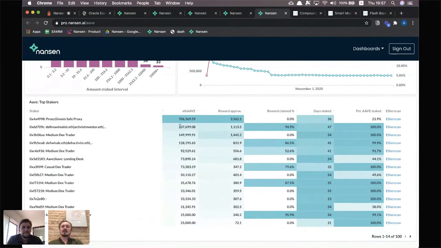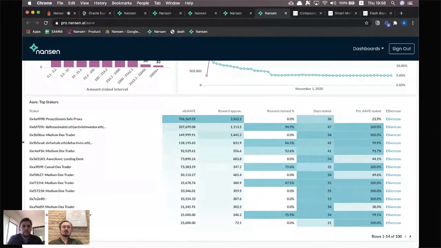You can see their staked Aave, and you can see approximately how much rewards they have, because this is based on how much they've claimed, and it doesn't include the unclaimed ones. And yeah, you can see that there as well. You can see the number of days they've staked, and you see what percentage of their Aave tokens is being staked. So this particular one is staking all of their tokens, but the top one is only staking about 22% of their tokens.